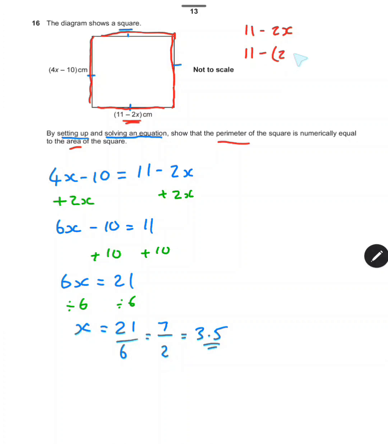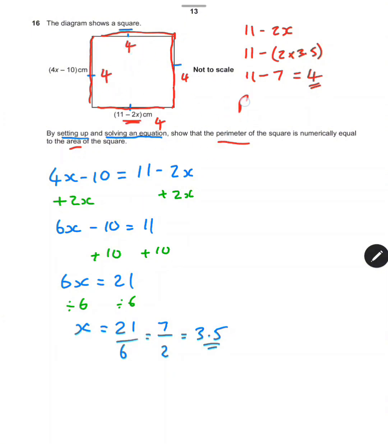2x's becomes 2 lots of 3.5. You get 11 take away 2 times 3.5. 2 times 3.5 is 7. And 11 take 7 is 4. I could have chosen this other side and put 3.5 into there, and I promise you I would have got 4 as well. 4 times 3.5 take 10 will be 4. So anyway, I know that this side length is 4. That means every side length is 4 because it's a square.